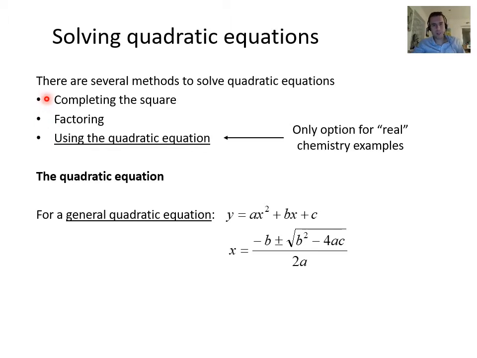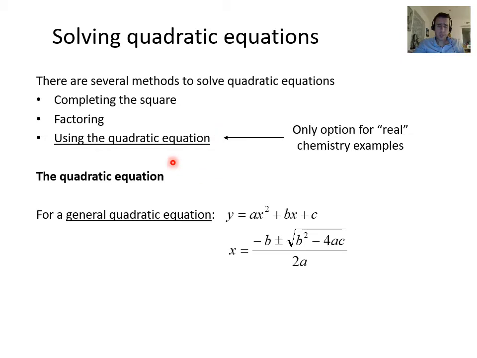We never have an example of a quadratic equation in chemistry that you can solve by factoring, because we don't tend to deal in very simple integers. It's very rare that we have a nice easy integer for our mathematics. We typically have more complicated values with multiple significant figures, and so in that case the only real option is the final one here, which is using the quadratic equation that many of you will have heard of before.